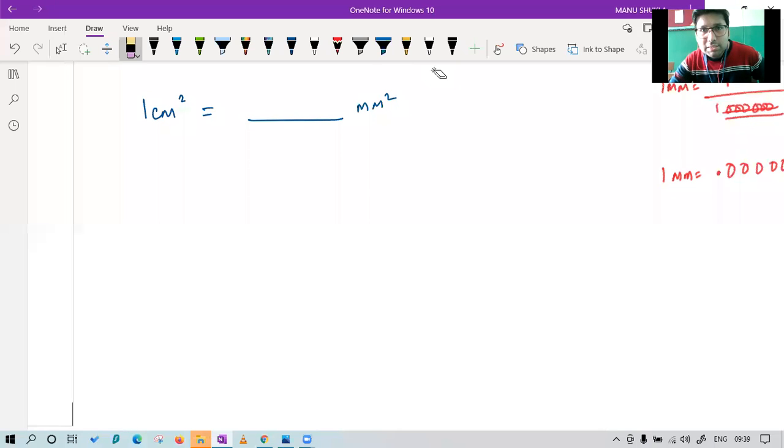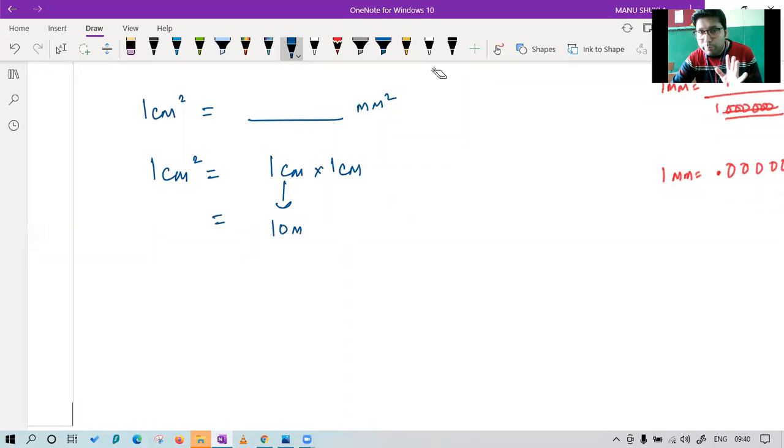Okay. So class, we can say 1 centimeter square is same as 1 cm into 1 cm. Am I wrong in this thing, class? No. So I can change 1 cm into 10 millimeter, then a multiply sign. This is also 10 millimeter. 10 into 10 becomes 100.